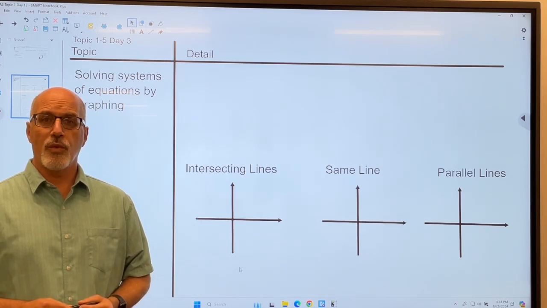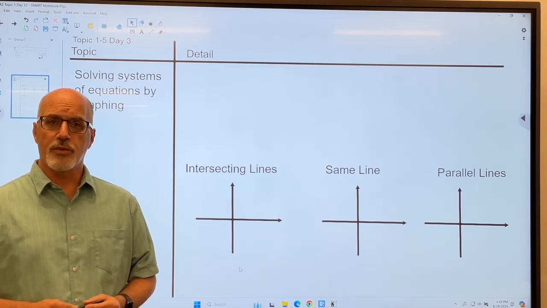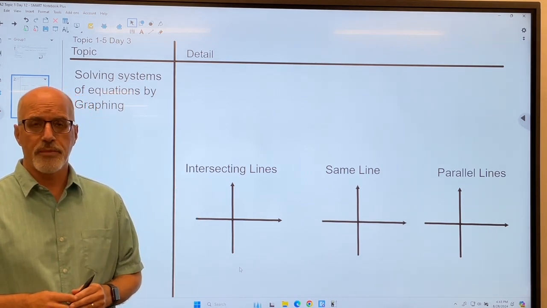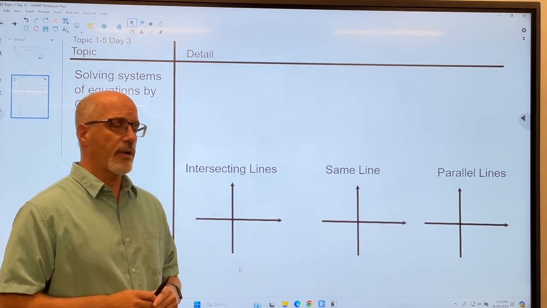For this lesson, we want to work on solving systems using graphing to see it visually and see what the solutions are. So our objective is to solve systems using graphing.